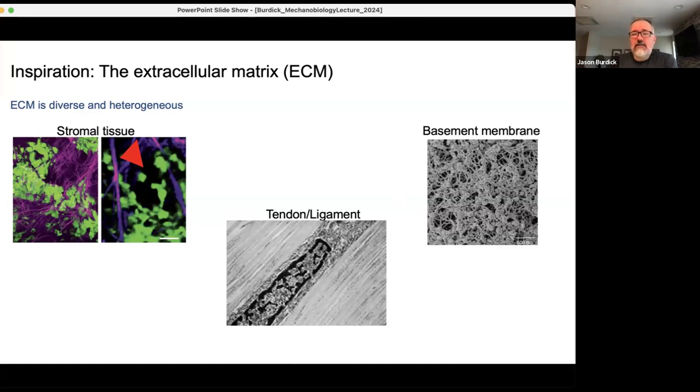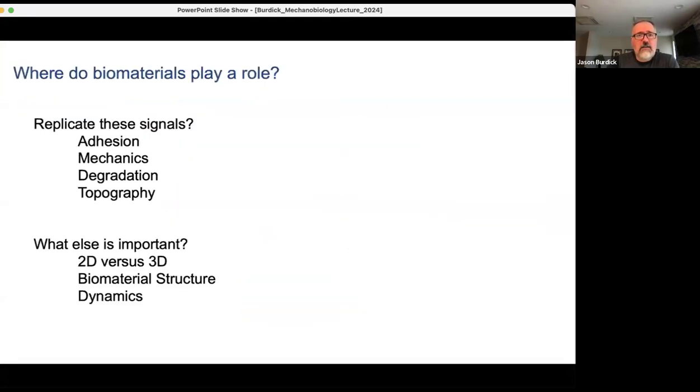We've been interested in, and I won't talk too much about this, also in developmental signals. How does the temporal change of ECM signals with time during development might guide then things like stem cell differentiation, if we can then match or mimic some of those features. So I think lots of inspiration for material design.